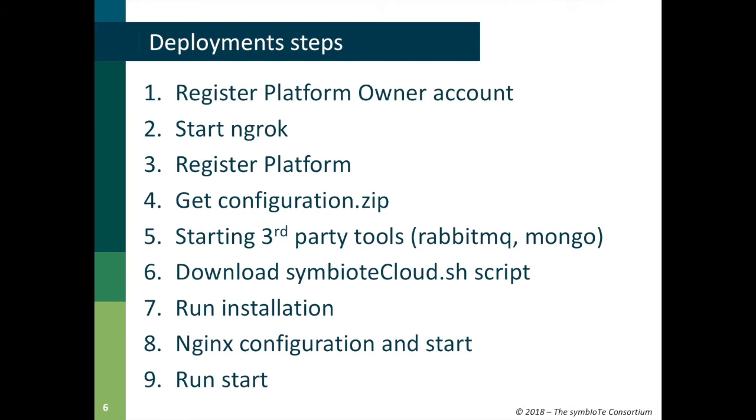After that, you can download from this web page configuration zip, and then we need to first install, then start third-party tools such as RabbitMQ, Mongo, and nginx. Then we will download symbIoTe Cloud script and start installation process, which will download all the components, configure them, and finally we need to configure nginx, start nginx, and then start all the components. So these are 9 steps that we need to do.